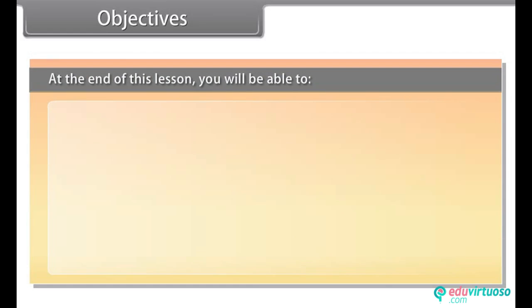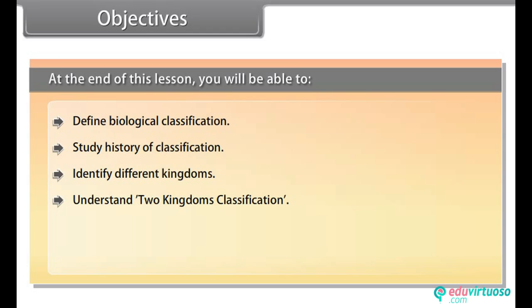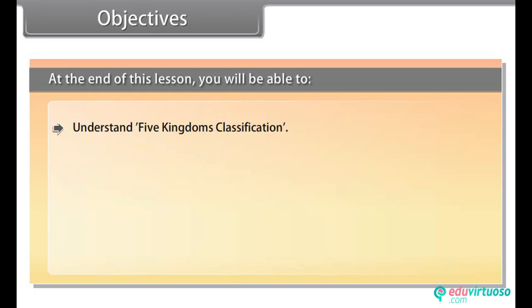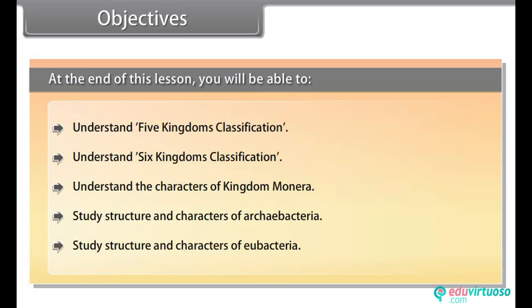Objectives. At the end of this lesson, you'll be able to define biological classification, study history of classification, identify different kingdoms, understand two kingdoms classification, study three kingdoms classification, know about four kingdoms classification, understand five kingdoms classification, understand six kingdoms classification, understand the characters of Kingdom Monera, study structure and characters of Archaebacteria, study structure and characters of Eubacteria.